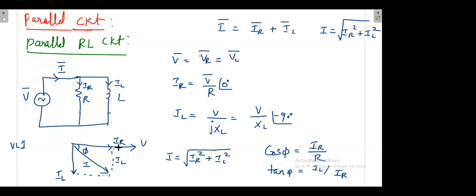Now my question is, what is the nature of this circuit, either leading or lagging? Which one is leading, which one is lagging? Because finally, what is important to us is the applied voltage and the current drawn from the source. This will represent some impedance Z. Now what is happening between V and I? Which one is leading, which one is lagging? Anybody?